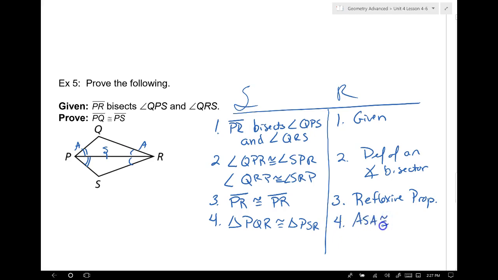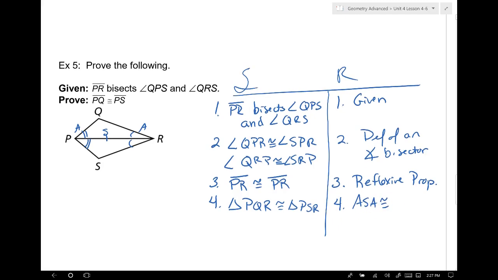Yeah, angle, side, angle, congruence. Now, if those triangles are congruent, what do I know about segment PQ and segment PS? Are they corresponding sides? So they have to be what? Congruent. All right, guys, what's my reason for them being congruent? What are my lovely initials? Which stands for what? Corresponding parts of congruent triangles are congruent.